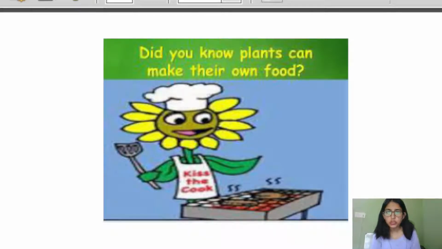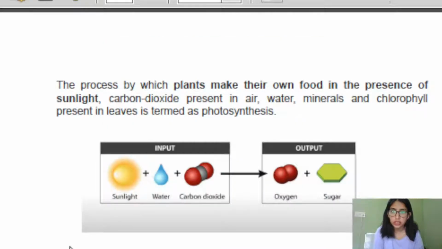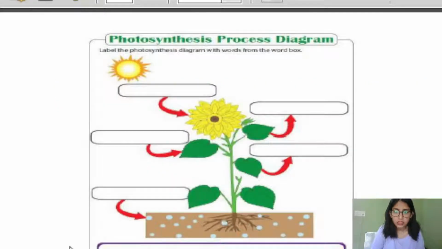Yes, so did you know that plants can make their own food? Yes, plants are able to make their own food. By now we are aware that plants make their own food by utilizing sunlight. That is written again here also. They are utilizing sunlight, water and carbon dioxide, and after processing they are giving oxygen and sugars, right? Yes, this also we have discussed earlier.